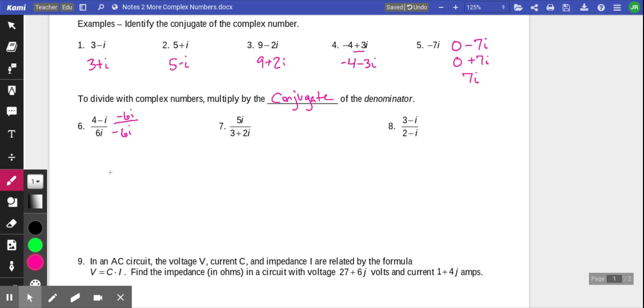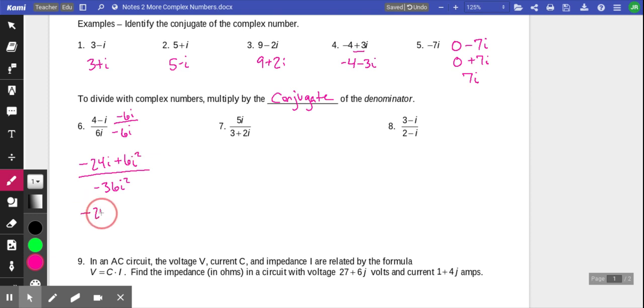So hopefully you're really good at FOILing or the Punnett square or using double distribution. Whatever it is you call it, we need to multiply. So we're going to take 4 times negative 6i, which is going to give me negative 24i. Then we're going to take negative i times negative 6i, which is going to give me positive 6i squared. Over, 6i times negative 6i is negative 36i squared. But remember, i squared is the same thing as negative 1. So this right here is really negative 1.